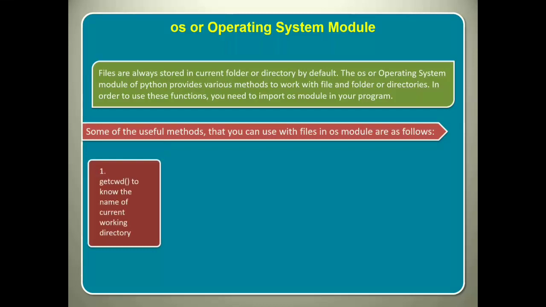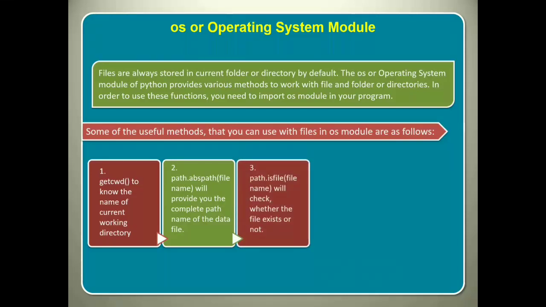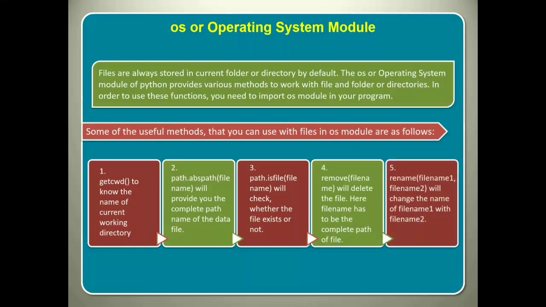1. getcwd to know the name of the current working directory. 2. path.abspath(file name) will provide you the complete path name of the data file. 3. path.isfile(file name) will check whether the file exists or not. 4. remove(file name) will delete the file. Here, file name has to be the complete path of the file. 5. rename(file name 1, file name 2) will change the name of file name 1 to file name 2.